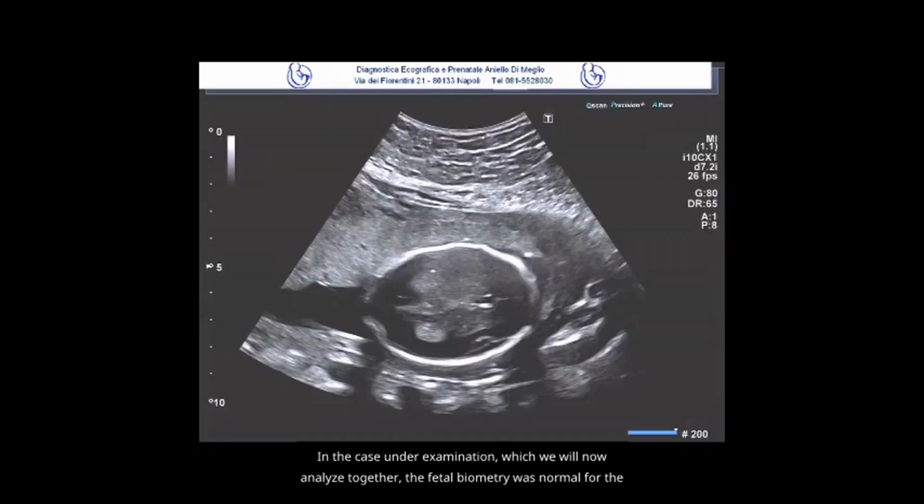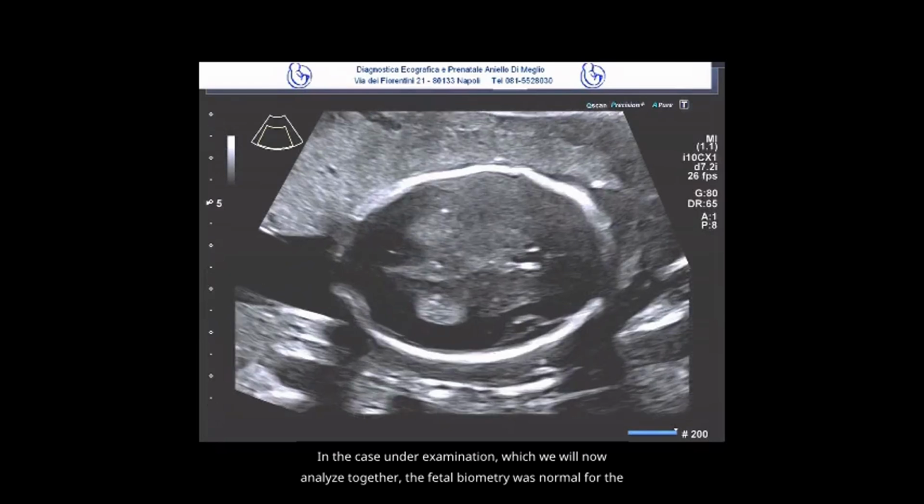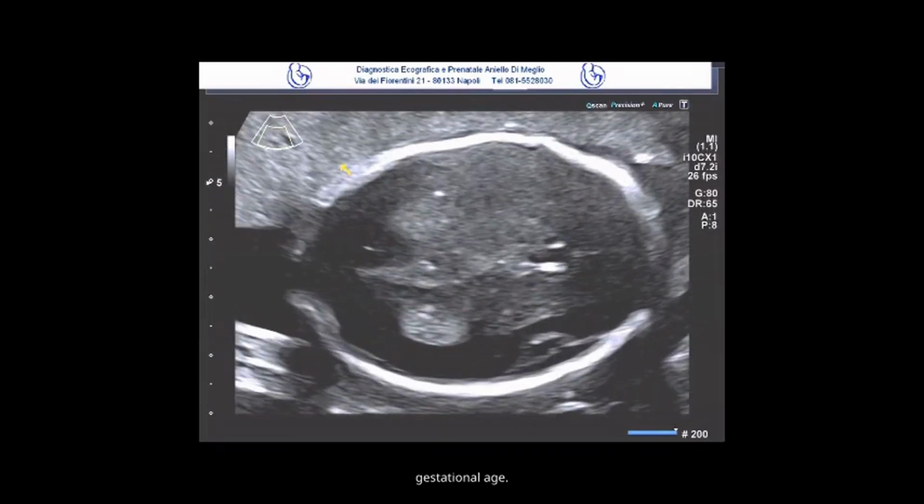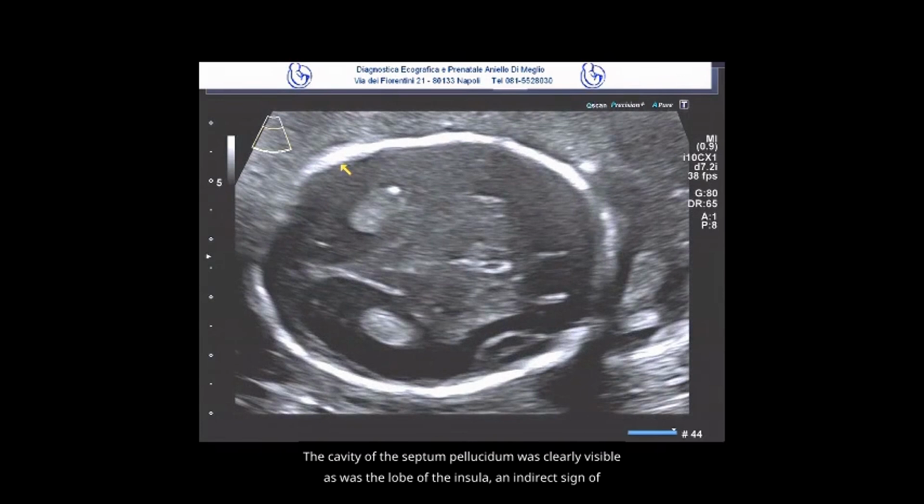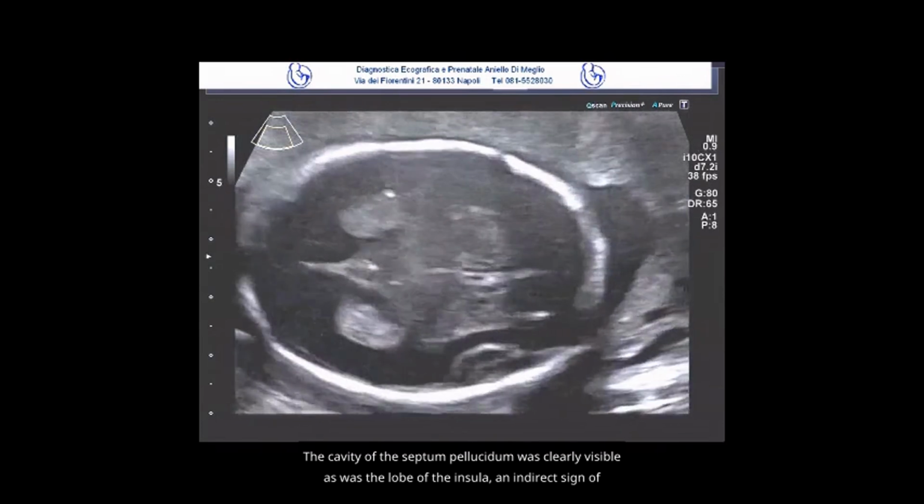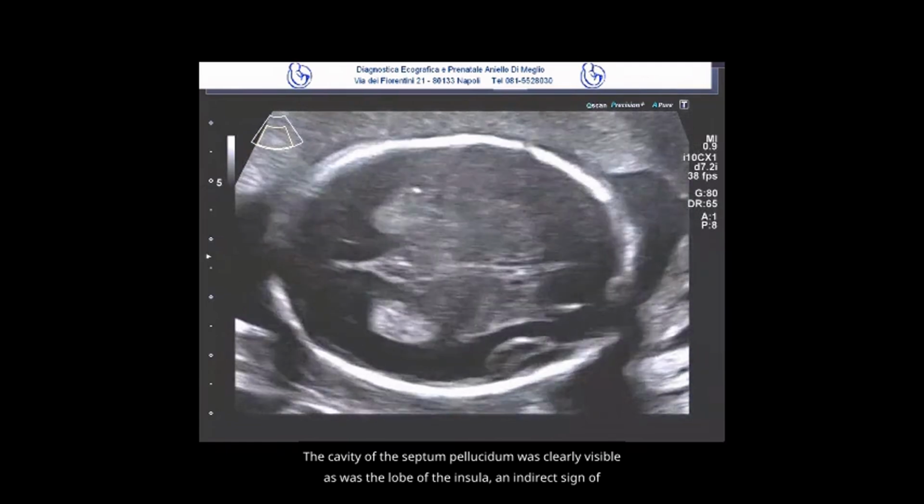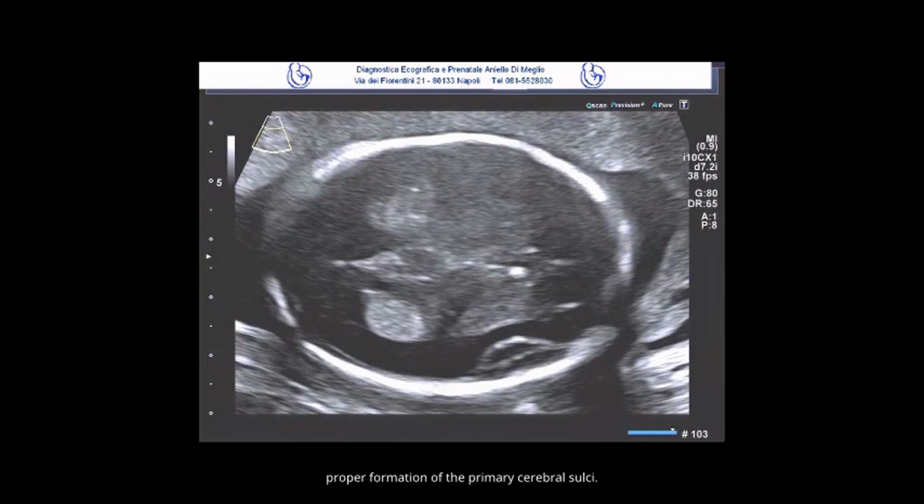In the case under examination, which we will now analyze together, the fetal biometry was normal for the gestational age. At the cerebral level, the fetal anatomy was adequately developed. The cavity of the septum pellucidum was clearly visible, as was the lobe of the insula, an indirect sign of proper formation of the primary cerebral sulci.